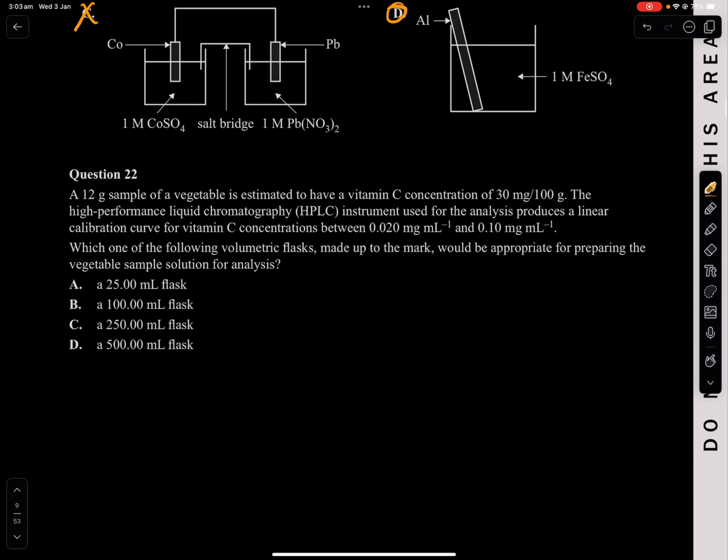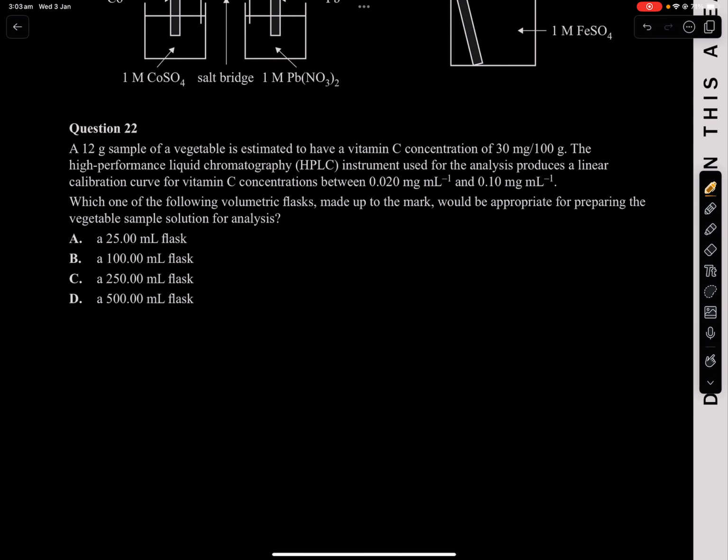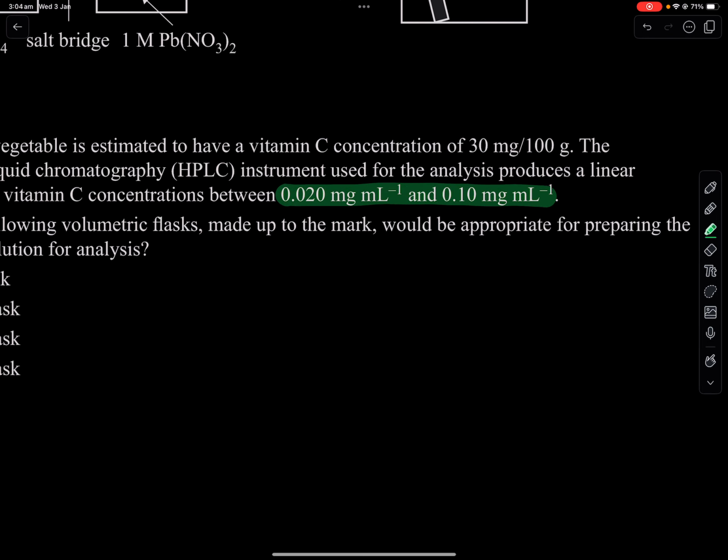So 21D. Question 22. A 12-gram sample of vegetable is estimated to have a vitamin concentration of 30 milligrams per 100 grams. So for every 100 grams, it's expected that there's 30 milligrams of vitamin C. The high-performance liquid chromatography, HPLC, instrument used for the analysis produces a linear calibration curve for vitamin C concentrations between 0.02 milligrams per mL and that. Which of the following volumetric flask made up below mark would be appropriate for producing the vegetable sample solution for analysis?